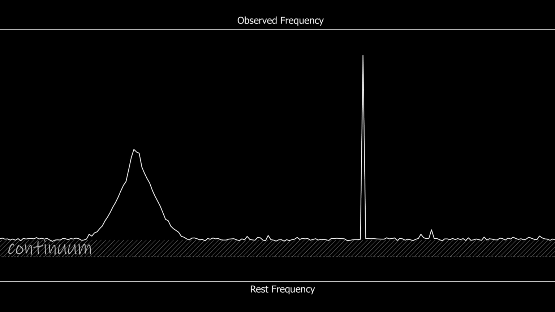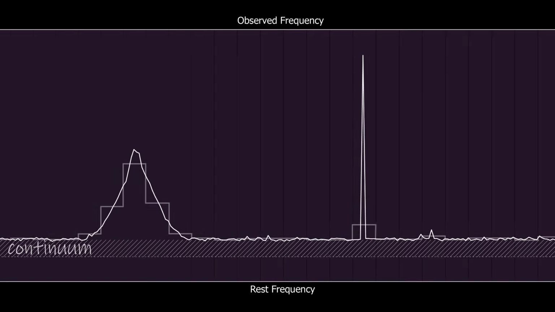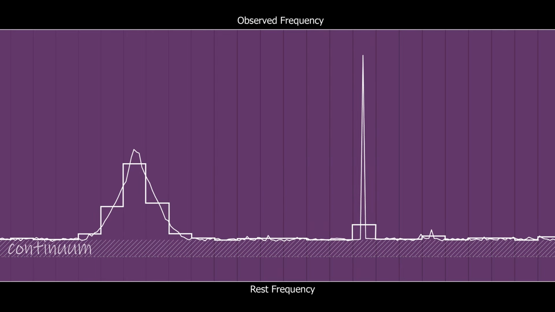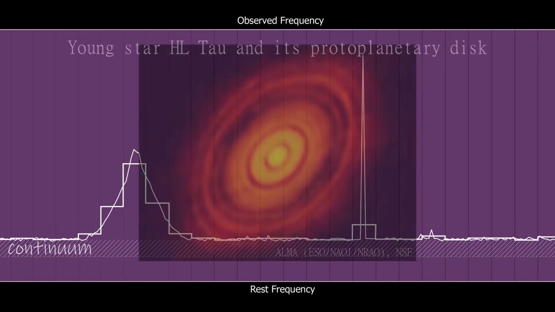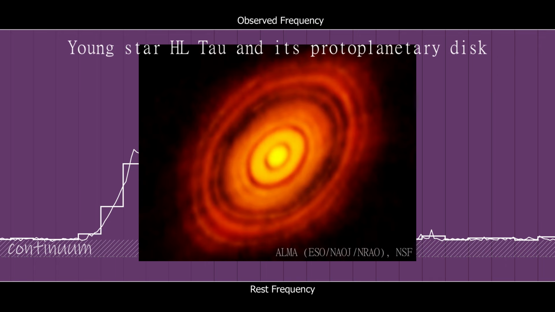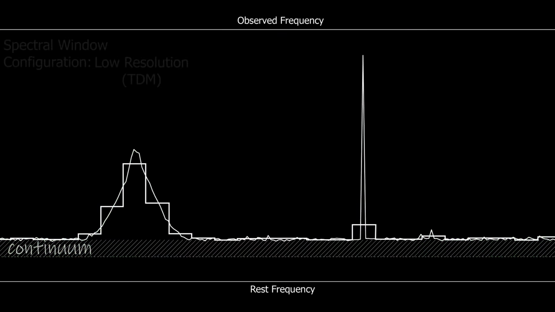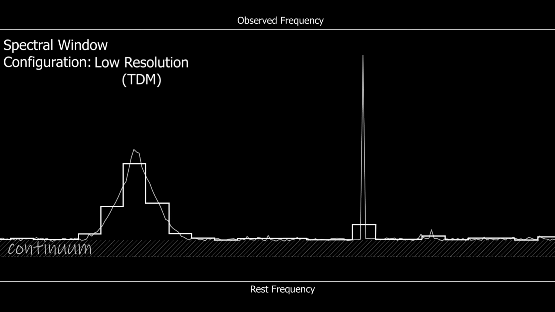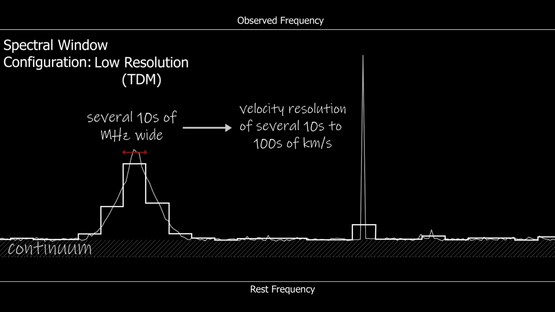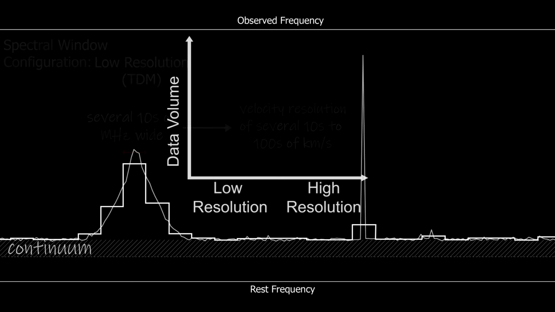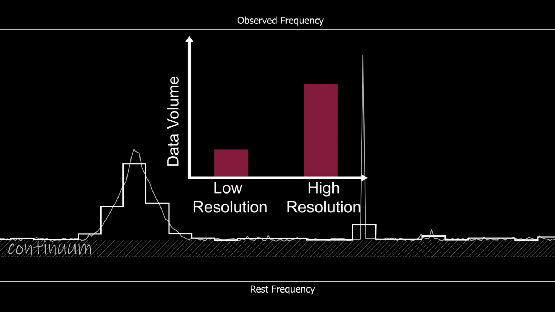Note that even the single continuum tuning setups always have individual channels, which are combined by the pipeline to produce a single continuum image. In the low spectral resolution option, the channel widths are several tens of megahertz wide by default, which typically corresponds to a velocity resolution of several tens to hundreds of kilometers per second. This is the optimal choice when line emission is not an issue, and it has the added benefit of yielding the lowest data volume.